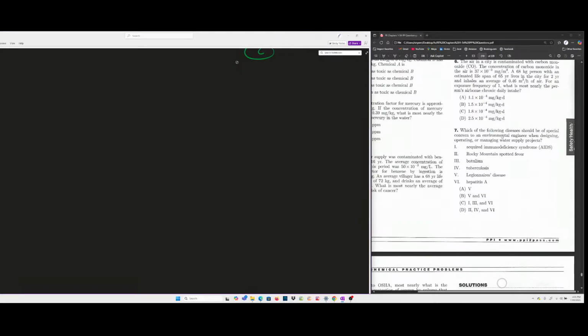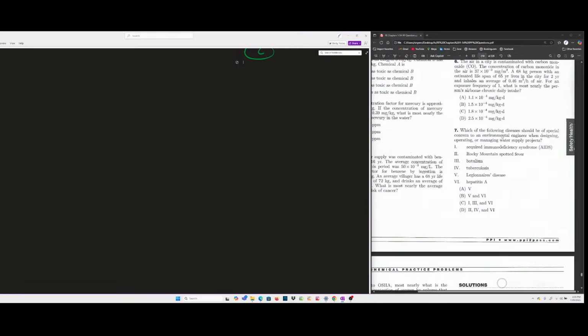Which of the following diseases should be of special concern to environmental engineers when designing, operating, and managing water supply? So this must be a waterborne disease. Acquired immunodeficiency syndrome, AIDS. Nope, AIDS is not waterborne. It can be sexually transmitted or something. We have Rocky Mountain spotted fever. No, it's not waterborne. Botulism, no, it's not waterborne. Tuberculosis, yes, tuberculosis is waterborne. So I is there. IV is there. Sorry. Legionnaire disease, yes, this is waterborne.